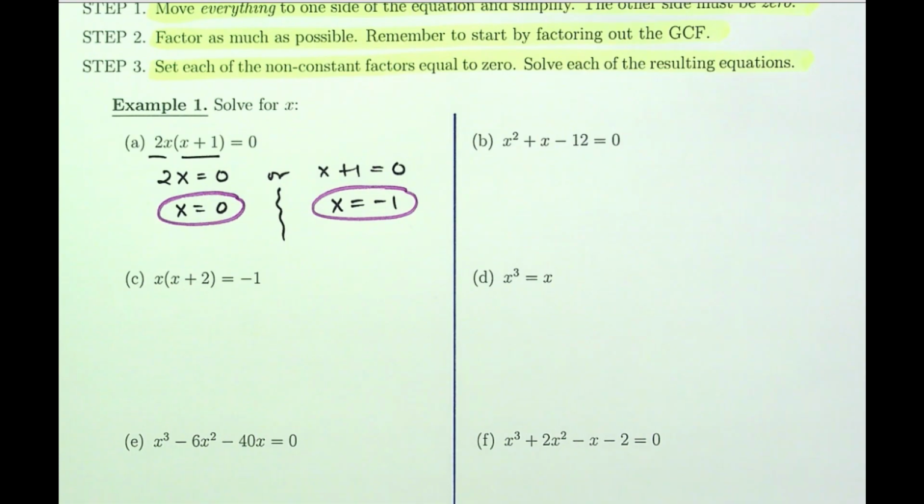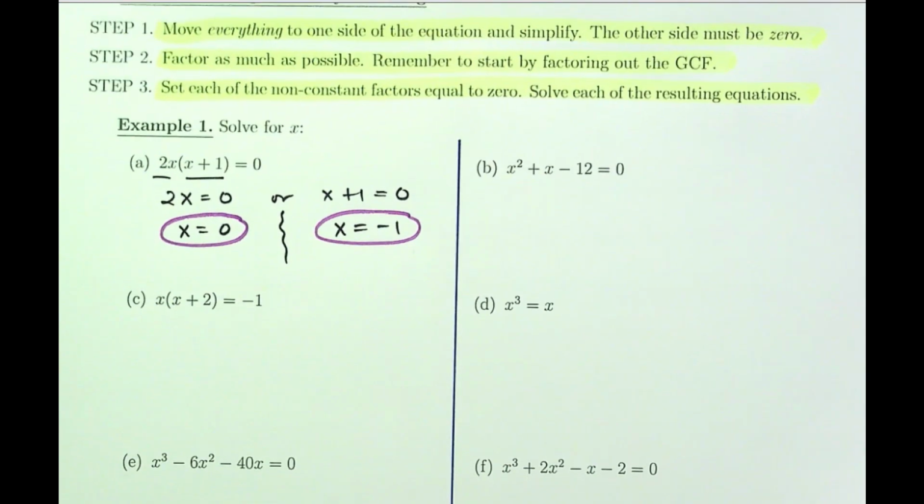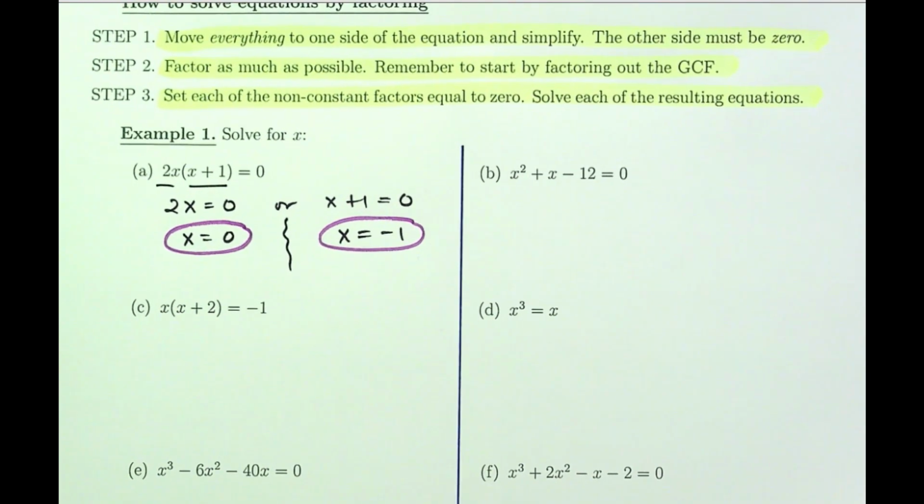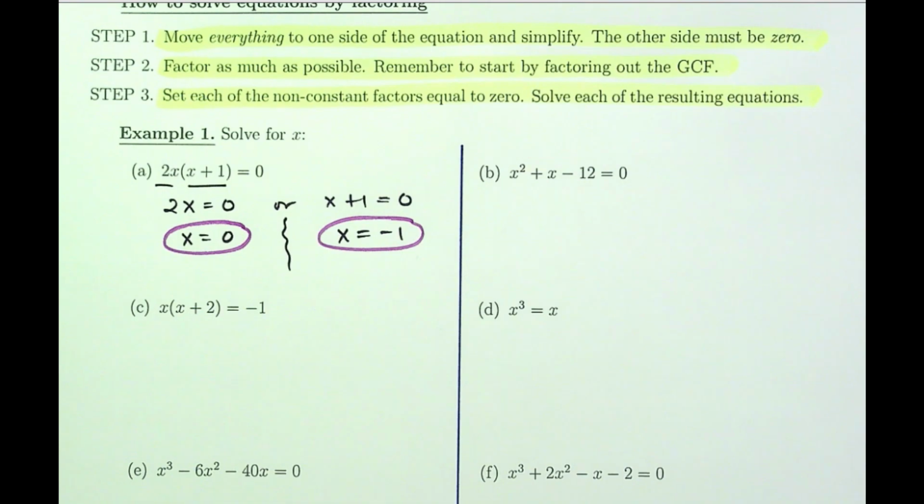Next one. It is this one, B. x squared plus x minus 12 equals 0. Okay, 3 steps again. First step is move everything to one side of the equation so that you have 0 on the other side. Here, everything has already been moved to the left and I have 0 on the right. So step 1 is actually already done for you in this example.